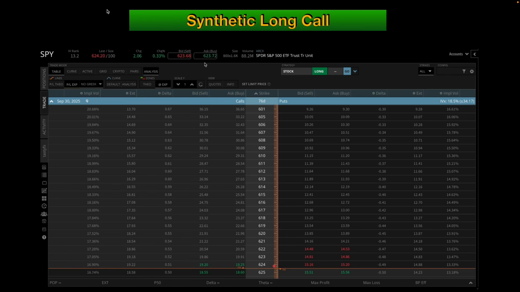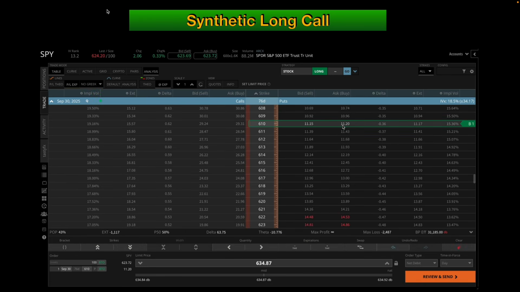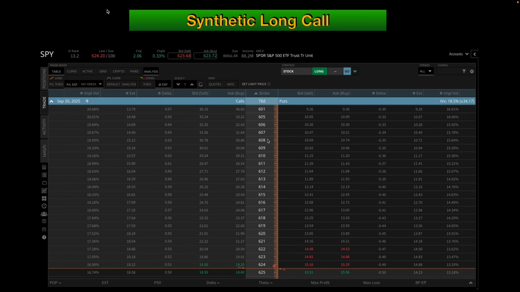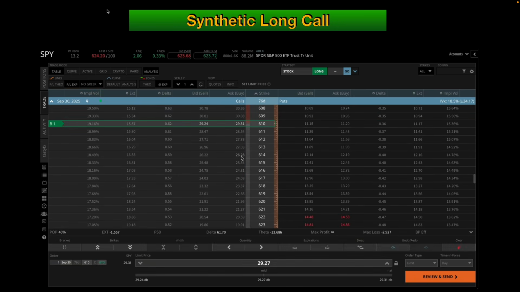Now let's compare that to buying a long call. So I'm going to repopulate that position. We're going to remember that the positive delta was 63.75, and if I want to replicate that, we're going to see that I would have to purchase the 610 call. So kind of interesting, it would be the same strike price as the protective put.